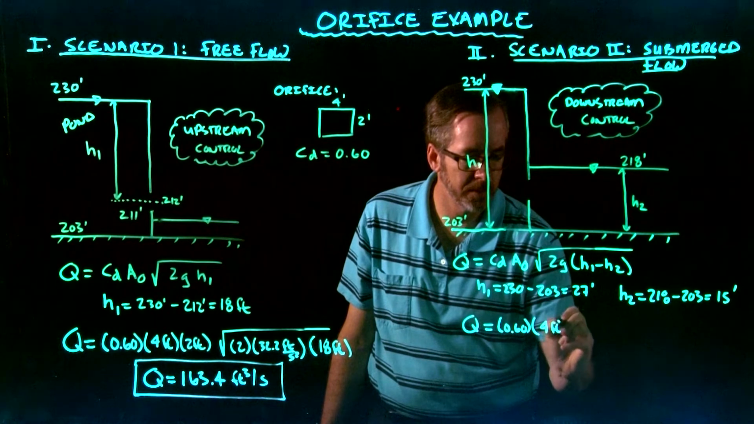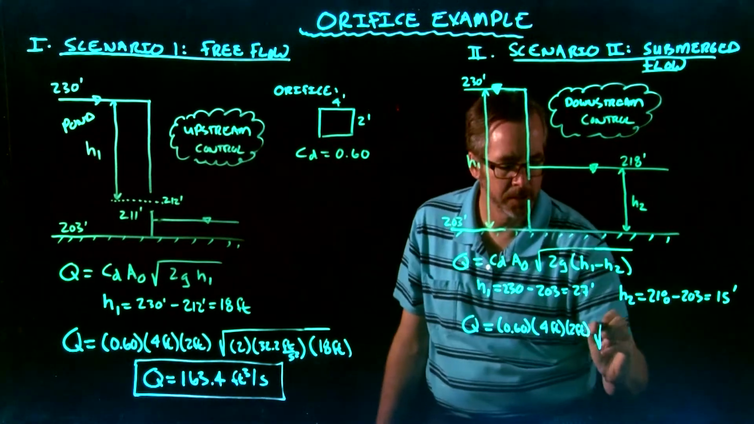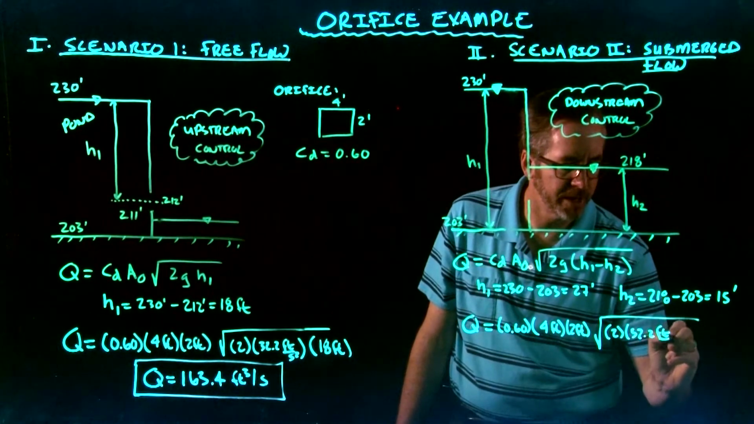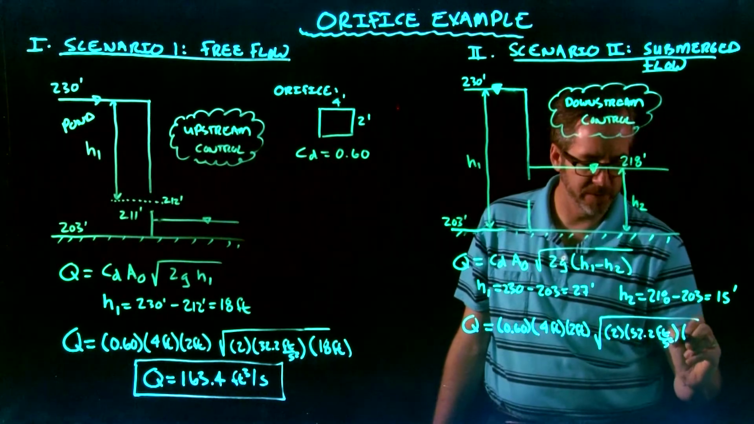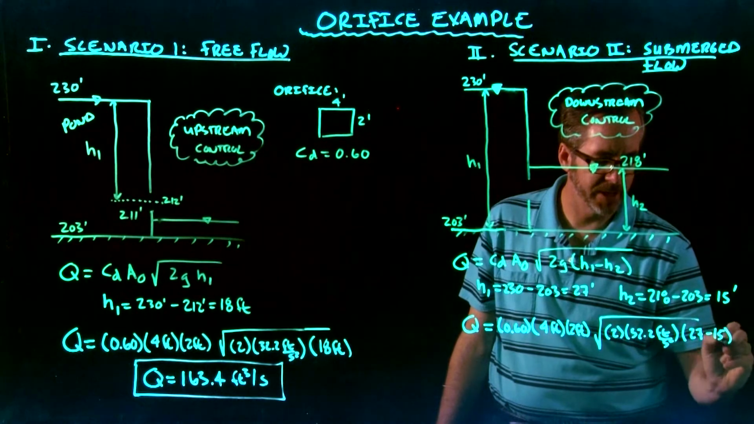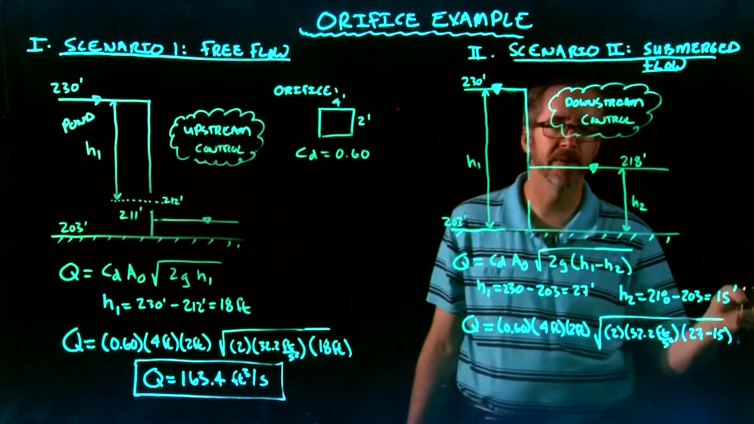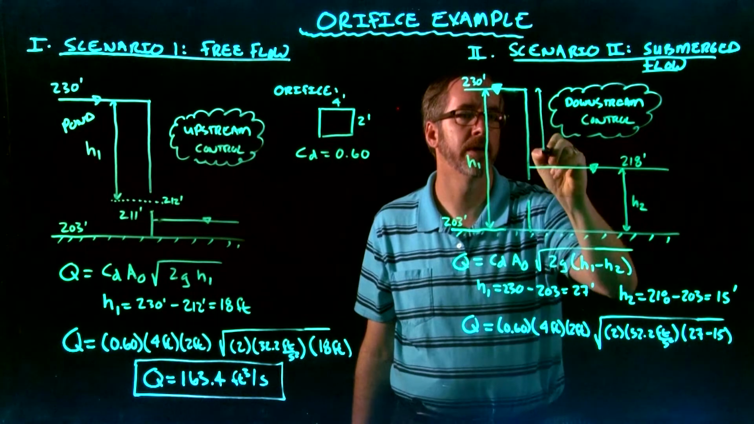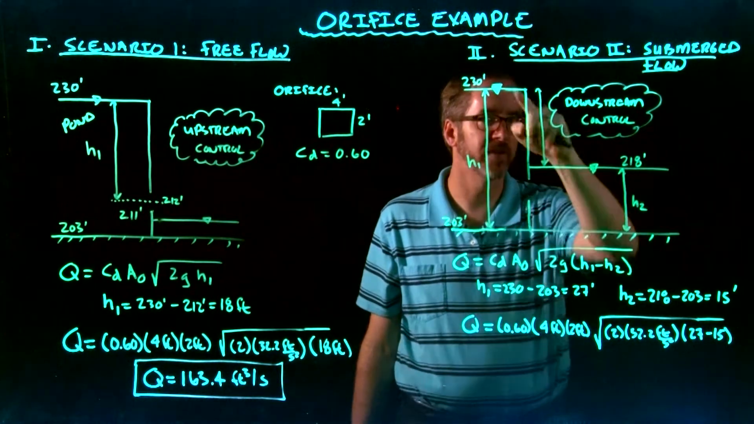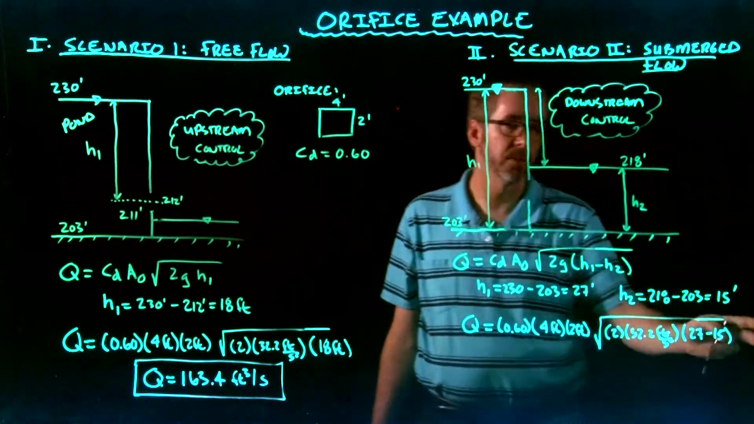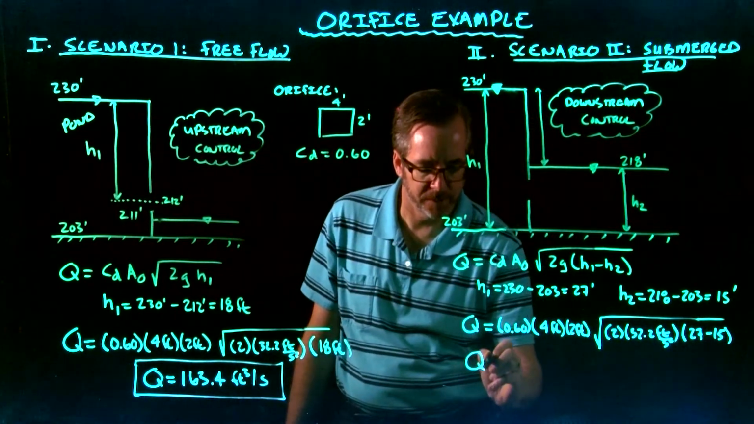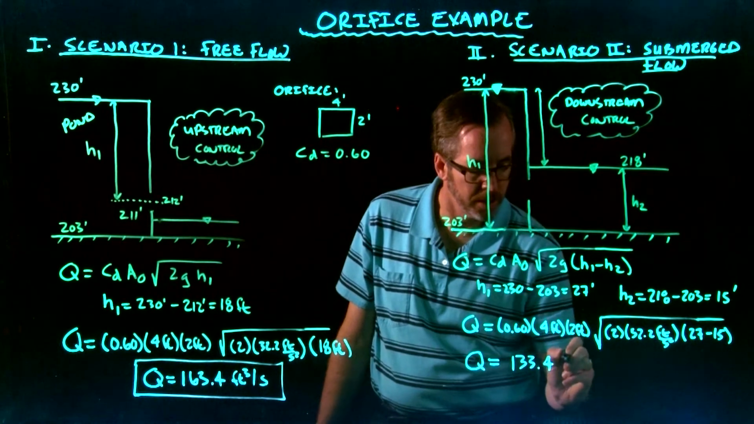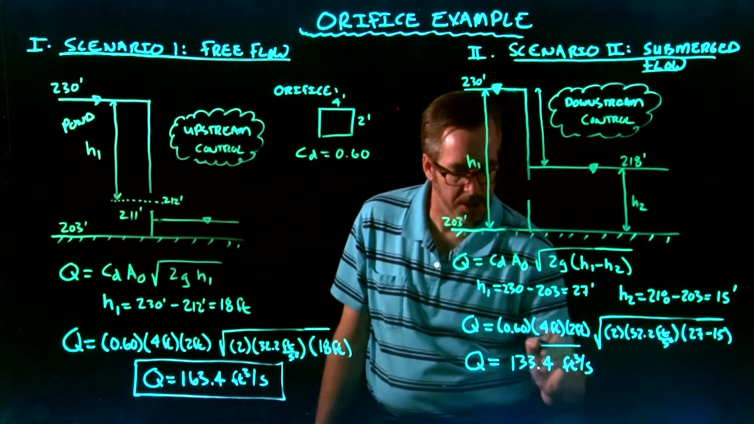We've got a 4 foot by 2 foot orifice, 2 times 32.2 feet per second squared, and then the height difference here is the 27 minus the 15, which is just 12 feet. Visually, if you want a shortcut, you're just looking for the elevation difference between one water surface and the other, which would be 230 minus 218, or 12 feet. And when we calculate the flow with this rating equation, we get about 133.4 CFS.